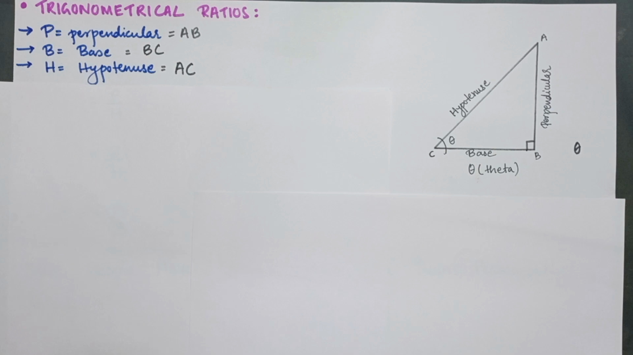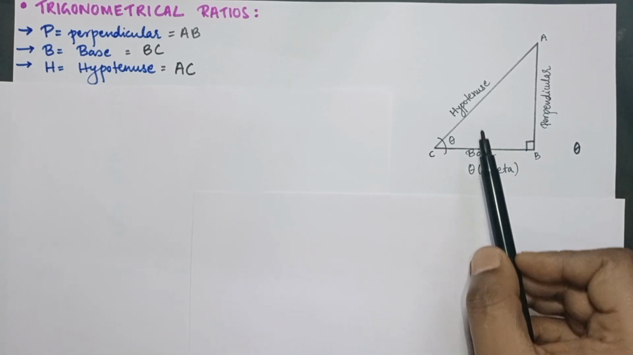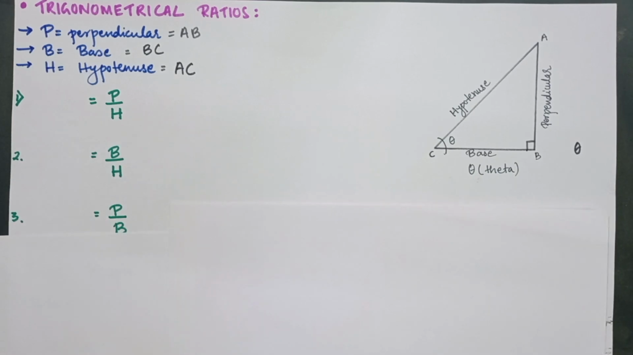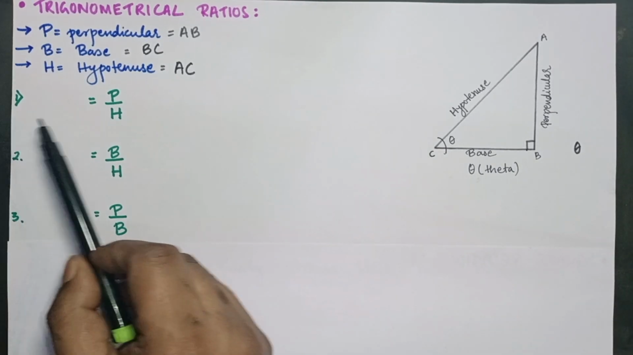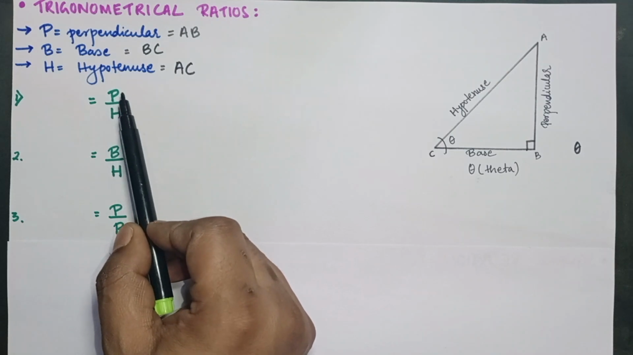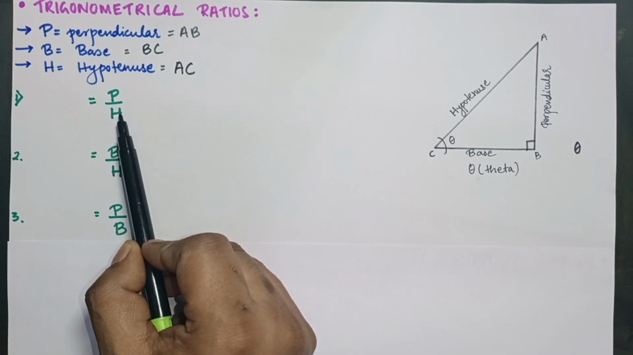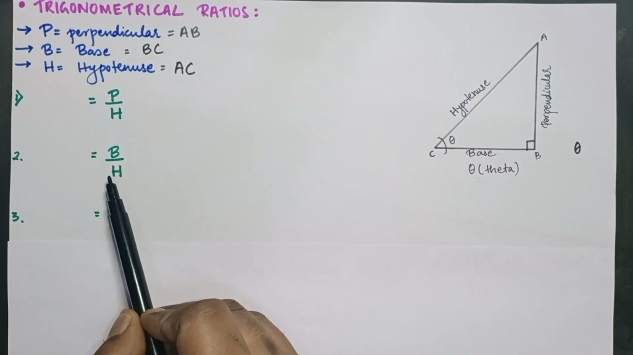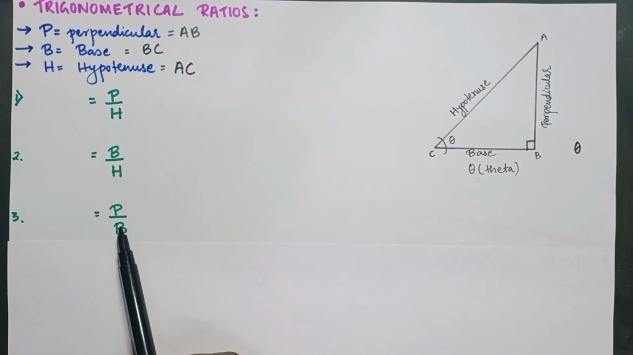Now in trigonometric ratios, what we are going to do is take the perpendicular, base and hypotenuse, and form the ratios. So you can see here we have formed the ratios. Number 1 is P by H, which means perpendicular by hypotenuse. Similarly, what can I form? B by H, so base by hypotenuse. And number 3, we can form perpendicular by base.